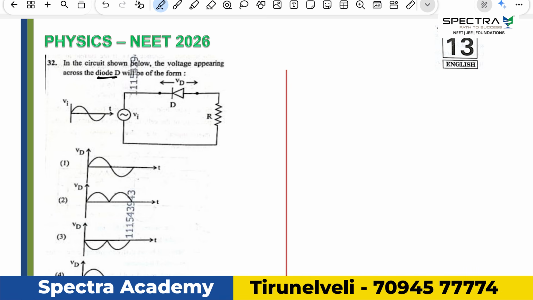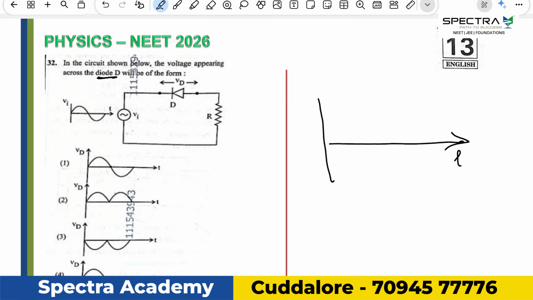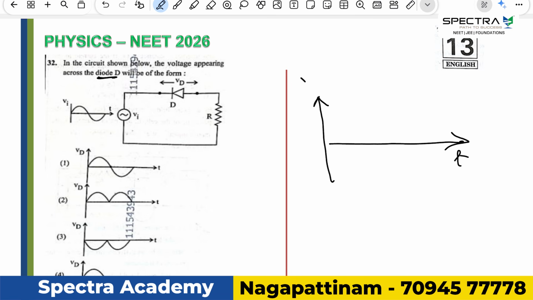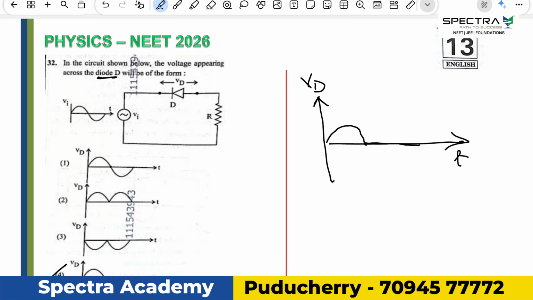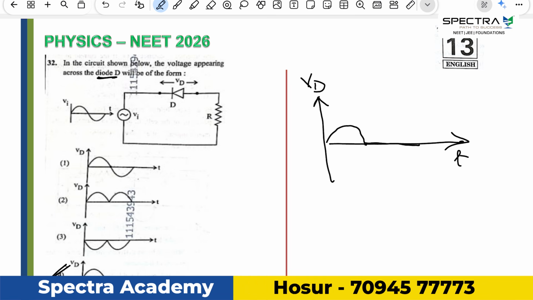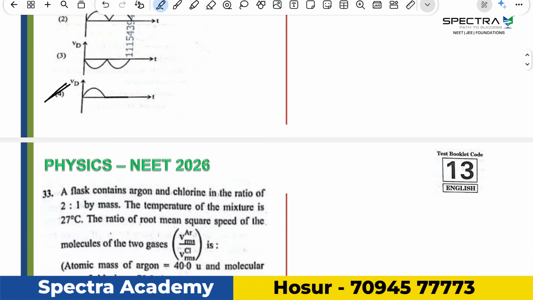Which is equal to negative half cycle becoming positive. And since it is a reverse bias, the output voltage varies across the diode as shown in the figure. Hence we can select option 4 as the right answer. Clear? I hope you are understanding. So let us move on to the next question.